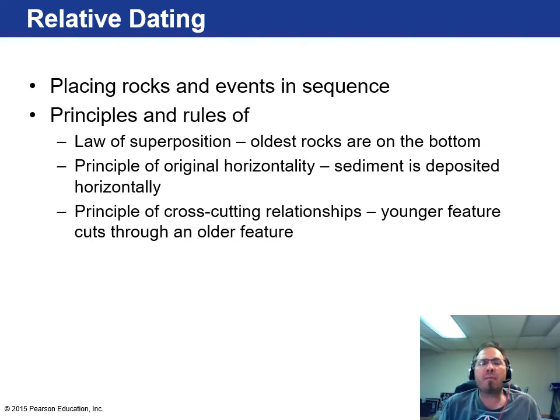Then we have the principle of cross-cutting relationships, where if something cuts across a rock, and you'll see images of this, it has to be younger than the material that it cut across, because it can't cut across something that doesn't exist. So the original rock had to be there first, and you'll see images of this as well.